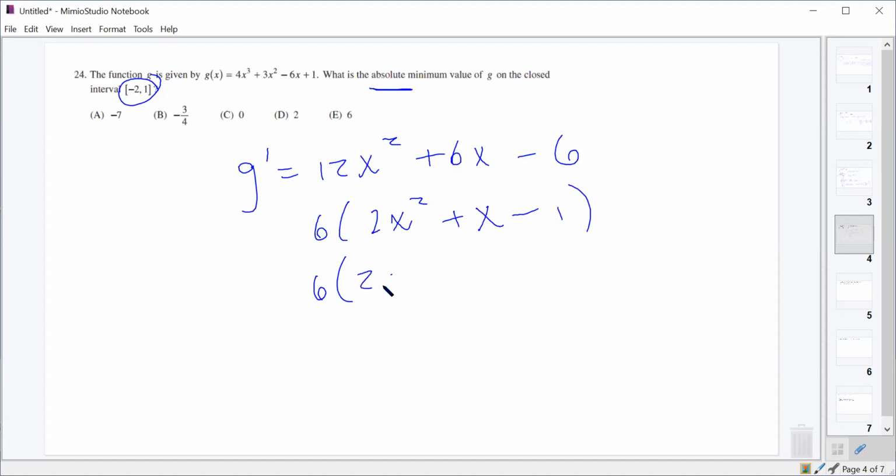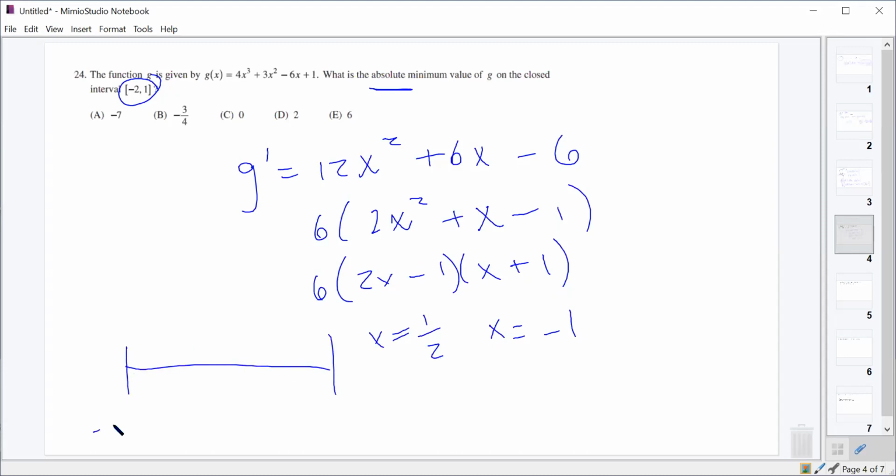And we should be able to, I hope, factor that. Let's see, we'll need a plus 1 and a minus 1 there. And we end up with x equals a half and x equals negative 1. So we have two critical values on this interval. We're going to put negative 2, negative 1, a half, and 1. Then we'll test values in between each of these intervals to see where the function is increasing or decreasing and determine where our absolute minimum might occur.